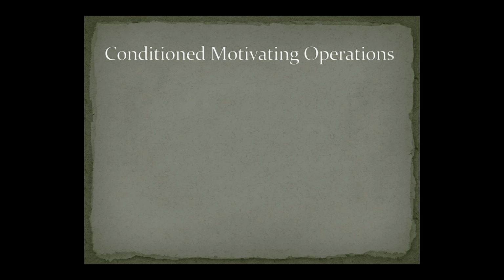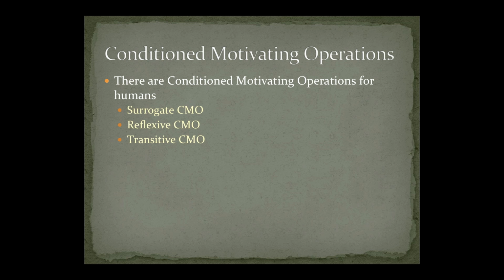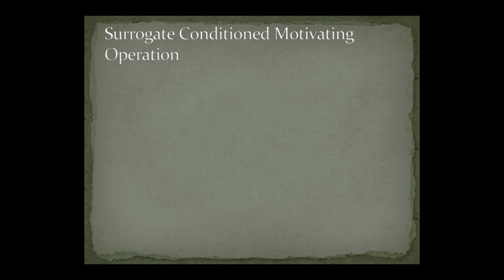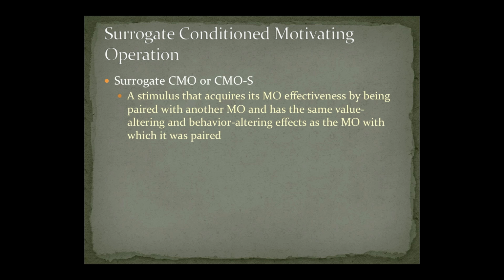Conditioned motivating operations. There are three conditioned motivating operations for humans: surrogate, reflexive, and transitive CMOs. Surrogate conditioned motivating operation. Surrogate CMOs, or CMO-S, are a stimulus that acquires its motivative effectiveness by being paired with another MO and has the same value-altering and behavior-altering effects as the MO with which it was paired. For example, if you pair TV with food deprivation, every time you watch TV, you want a snack.